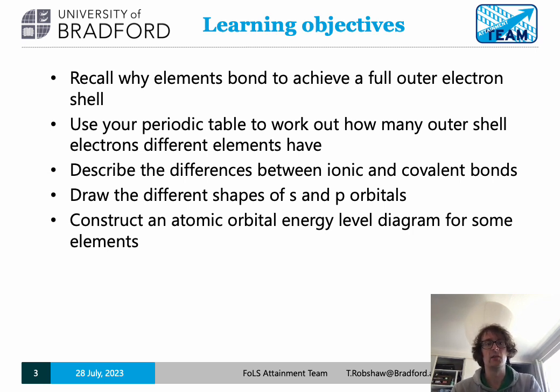By the end of this session, you'll be able to describe and understand the differences between ionic and covalent bonds and bonding. We're going to look at two different types of electron orbital and understand their differences, and in particular their different shapes. And hopefully by the end of the session you'll have the ability to construct what we call an atomic orbital energy level diagram for some of the simple elements.